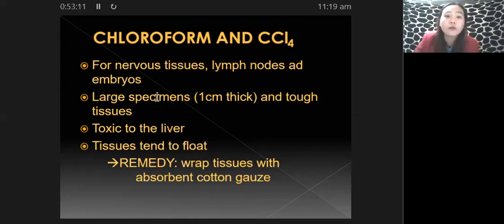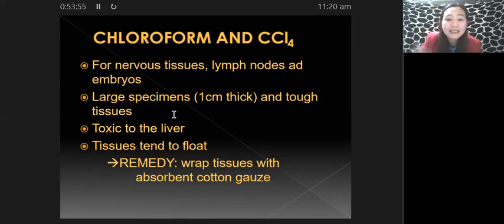Okay, so what are the uses of your chloroform and your carbon tetrachloride? So they are utilized for nervous tissues, lymph nodes, and embryos. Actually, they have a wide range of application as for the type of specimen that we can immerse in your chloroform and your carbon tetrachloride. So they can be used for delicate specimens such as your nervous tissues, your lymph nodes, and your embryos. They can even be utilized for large specimens as large as 1 centimeter thick.